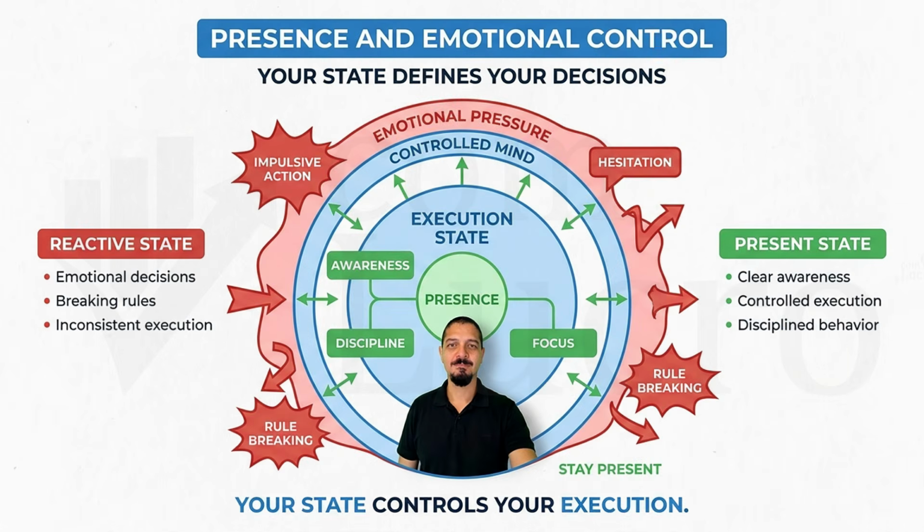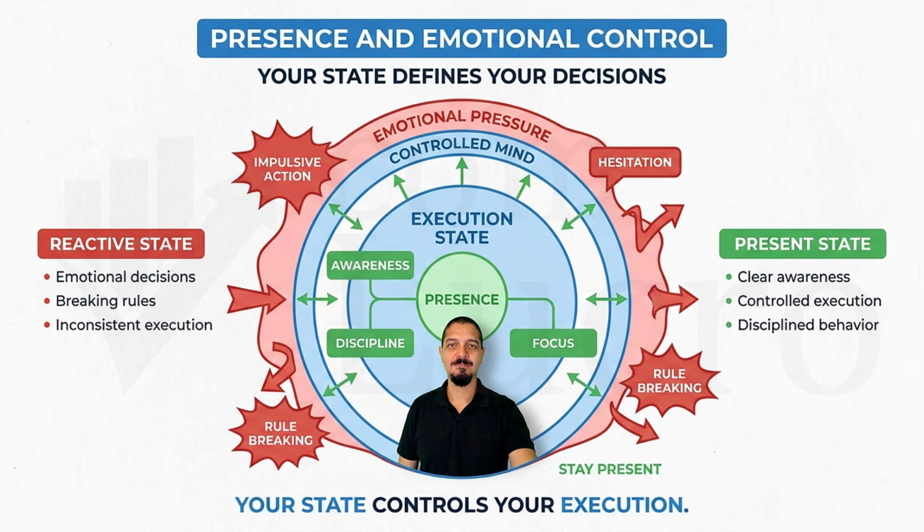And now, finally, Rule 15 is presence and emotional control. This rule moves beyond risk and into decision-making itself. It is not about charts or structure, but about the mental state you bring to the market. To explain this properly, I'm going to play another short clip from David Paul that highlights why traders often act against their own rules.